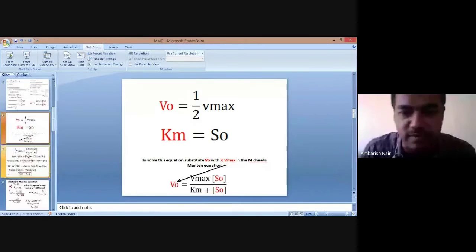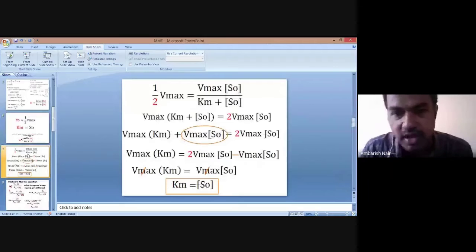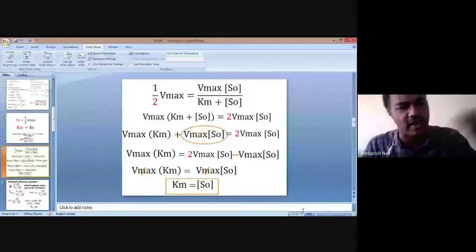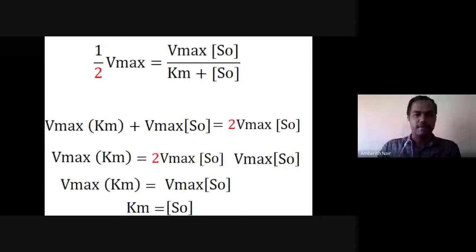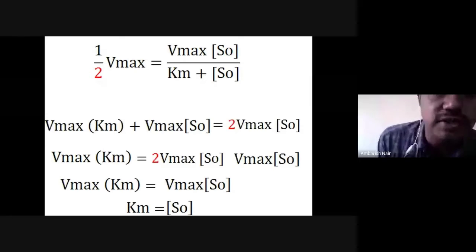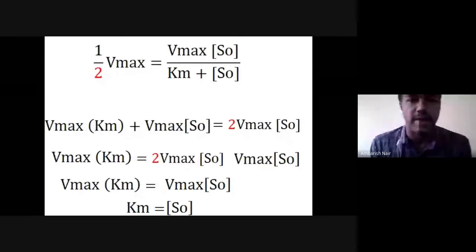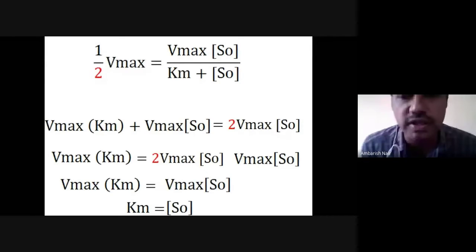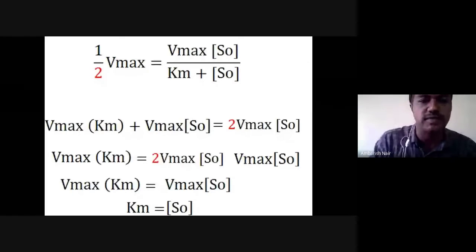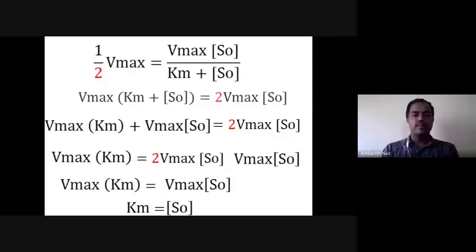This is my way of solving, because I am also not so good in mathematics, but this is my simple way. There are n number of other ways you can solve it. What I'm doing is substituting V naught, instead of V naught, I'm taking it as half V max. Then I'm doing the cross multiplication. When I do the cross multiplication, I will get V max into Km plus S naught is equal to 2 V max into S naught.